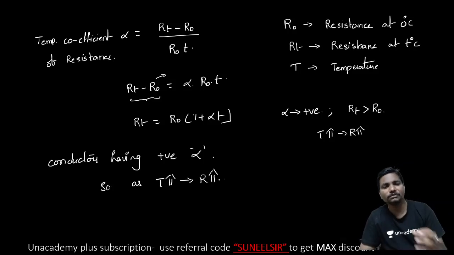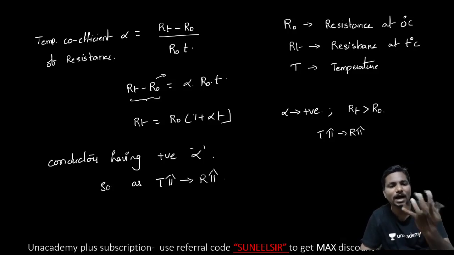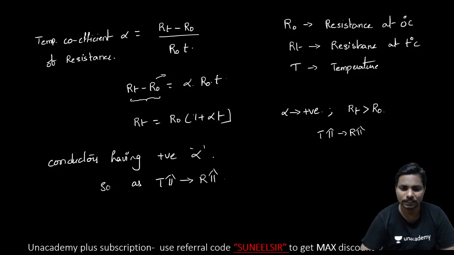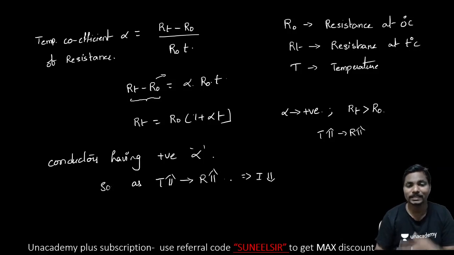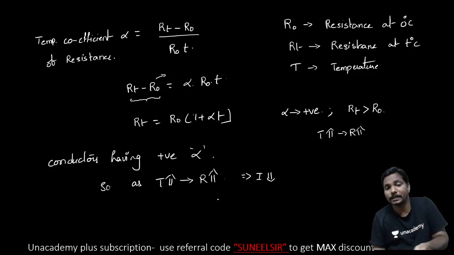But in case of semiconductors, it is just the opposite. As temperature increases, resistance increases, and as the resistance increases, current will decrease. So in case of conductors, if you increase the temperature, the current is going to decrease.